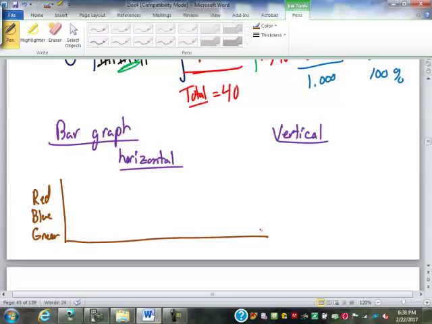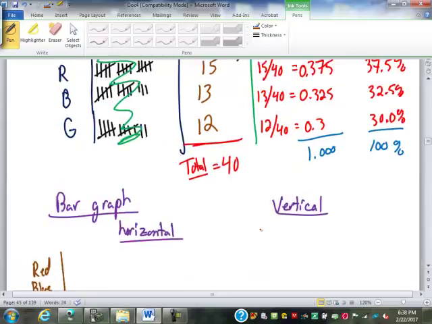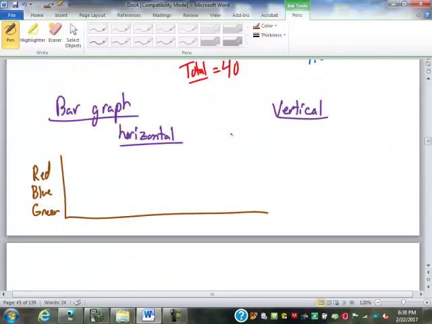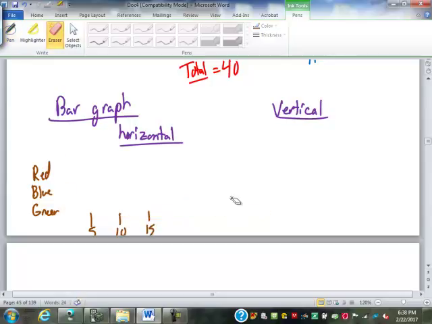And then there's a scale that goes across the bottom. We need to go up to at least 15 here, so I'm going to go by 5s: 5, 10, 15. Make it easy on myself.